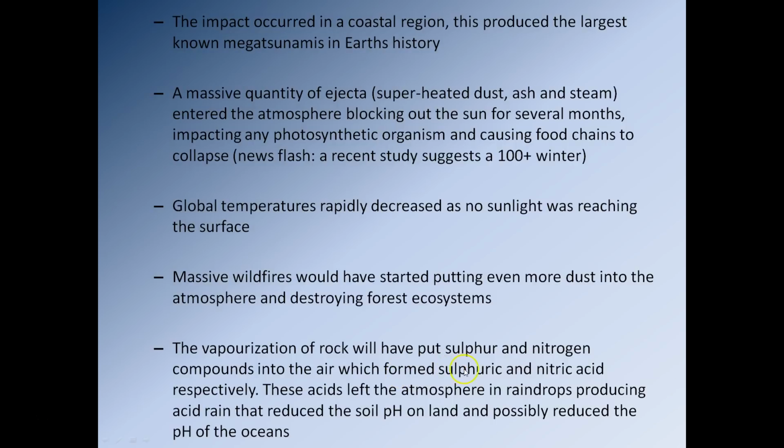They will have formed sulfuric and nitric acid when they combine with water. And this acid will have fallen out of the sky in the form of acid rain. And that will have reduced soil pH, damaging plants, and it could have reduced ocean pH, damaging life in the oceans, and so that would also have led to the collapse of the food chain. So you can quite clearly see this impact will have done significant quantities of damage to the global food chain, and so it becomes rather easy to explain why there would be a mass extinction.